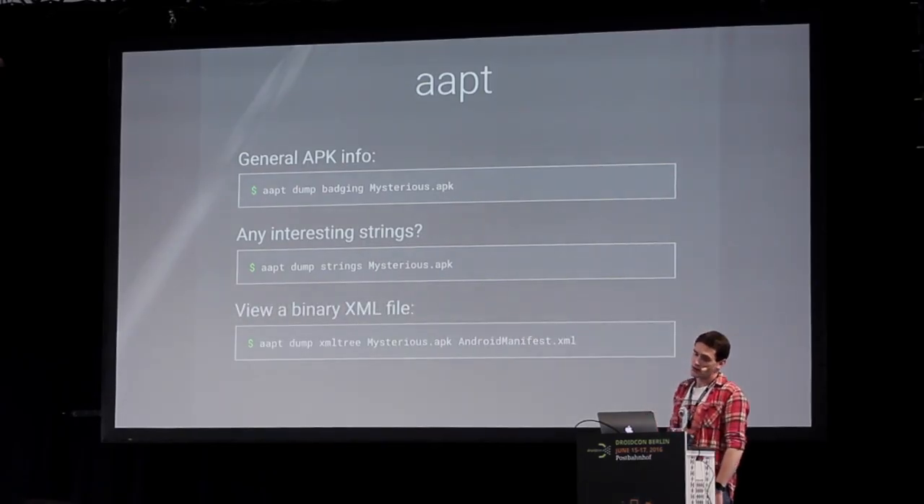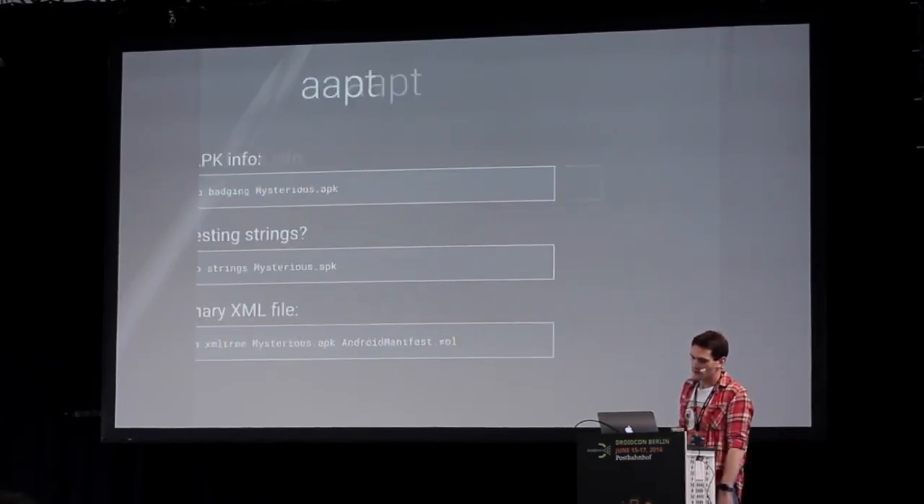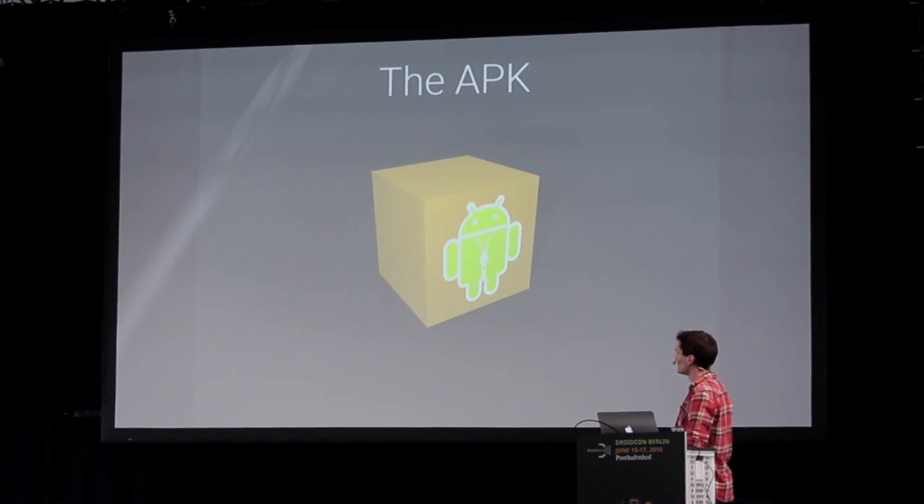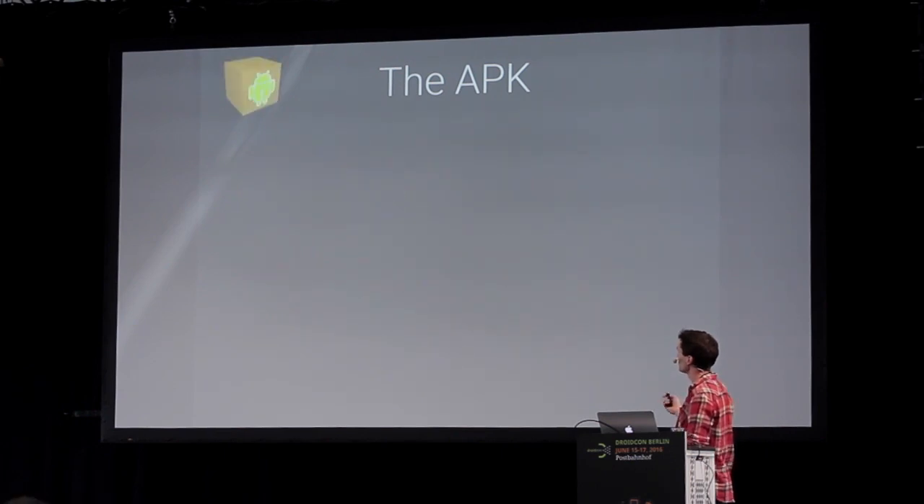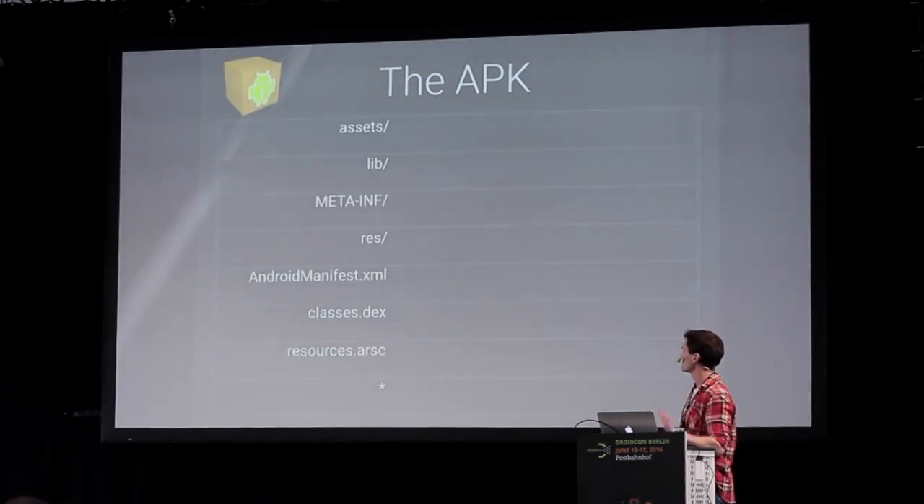You can view one of the binary XML files that's been packaged into the APK very easily with this. So for instance, this will dump the manifest. And so on. This tool is very versatile. So you've got a lot of stuff in an APK. In case you don't know, many of you probably do, but I'm just going to quickly run through this.